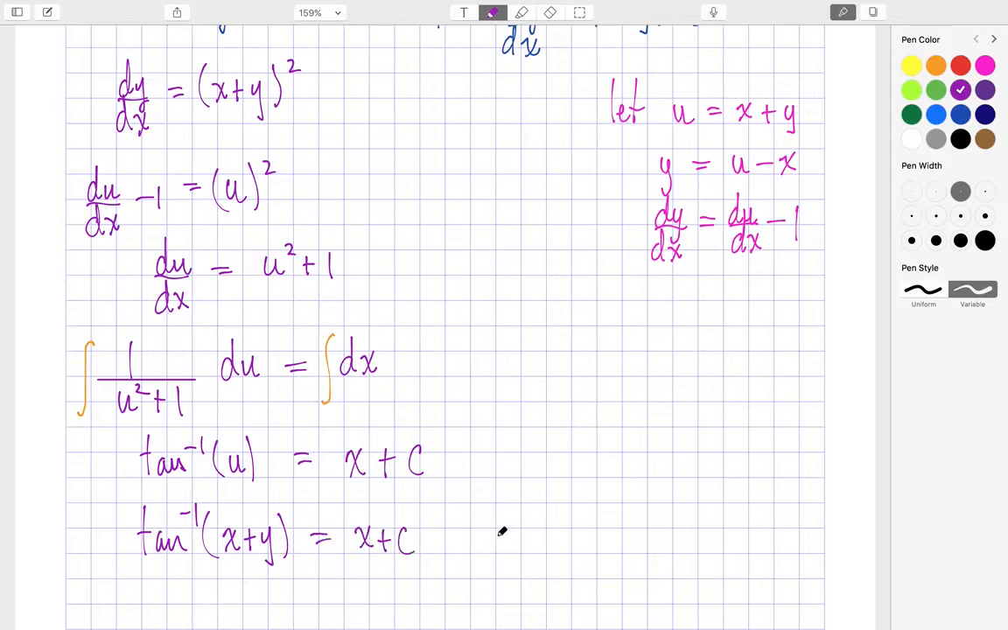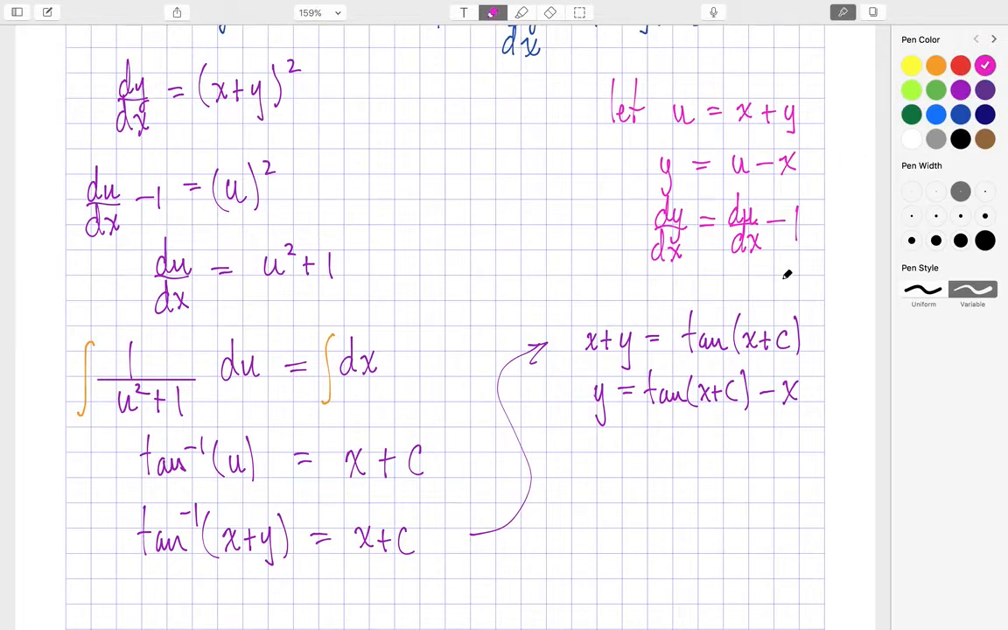And if you want to get that explicit in terms of y, you would say x plus y is the tangent of x plus c, or y is simply tan of x plus c, subtract x. So that's another type of substitution we can consider.